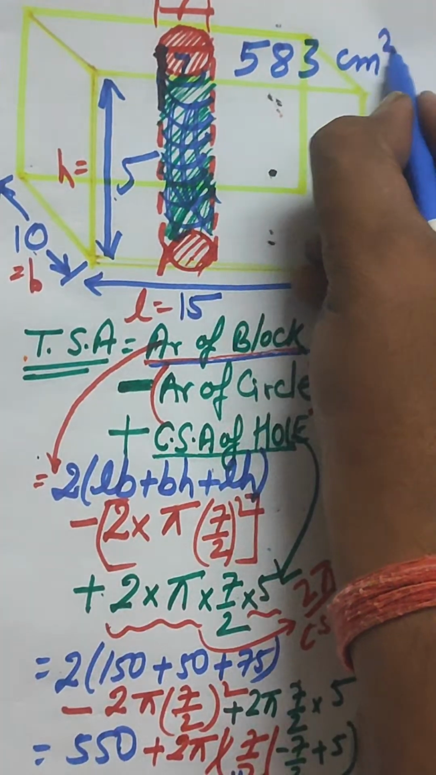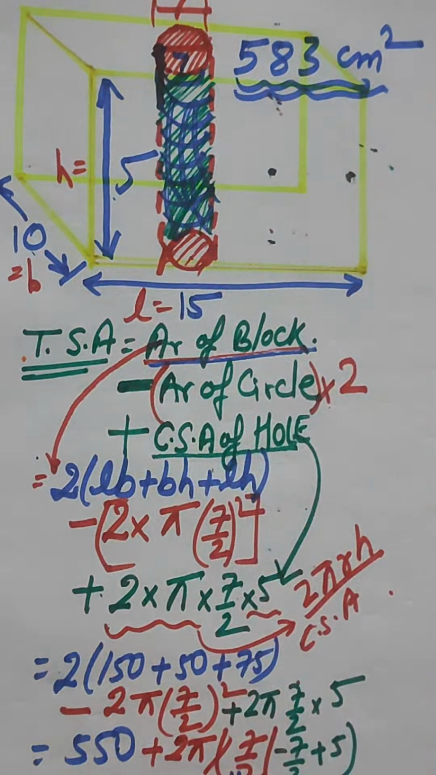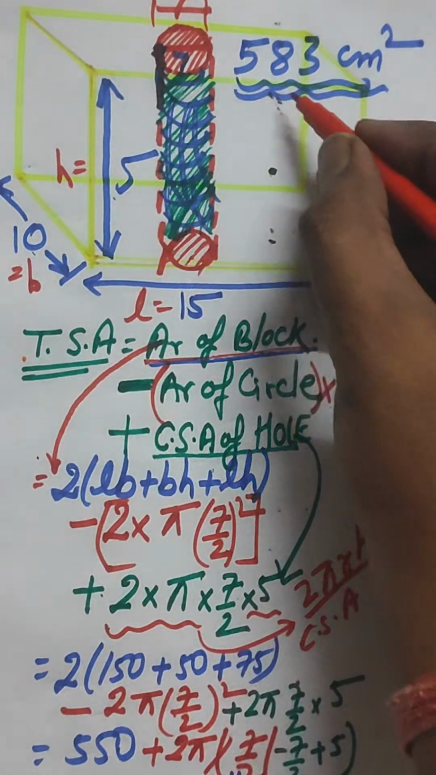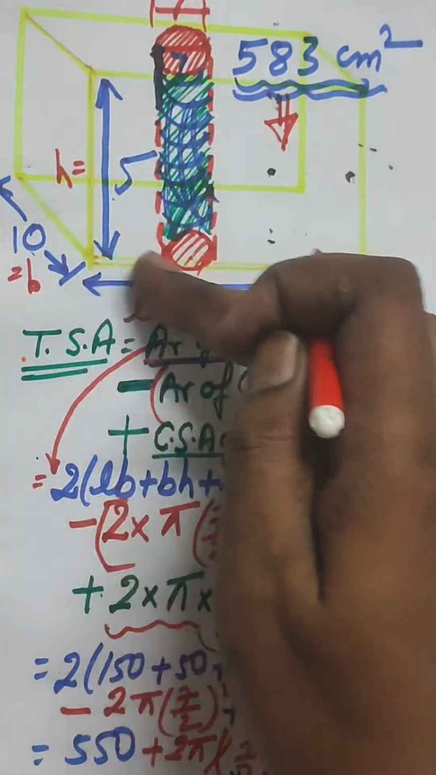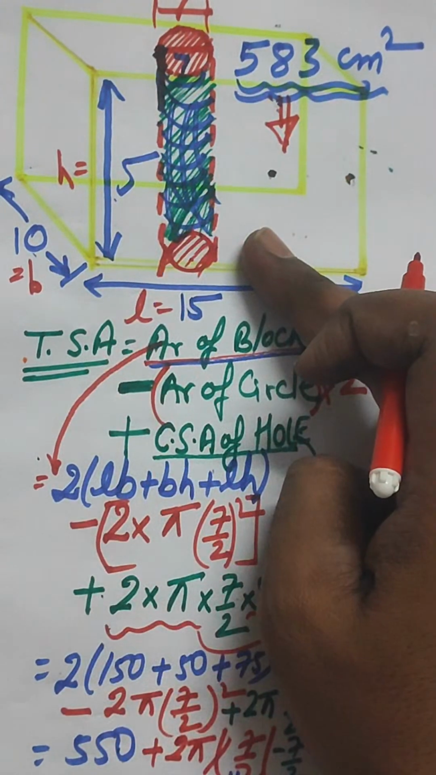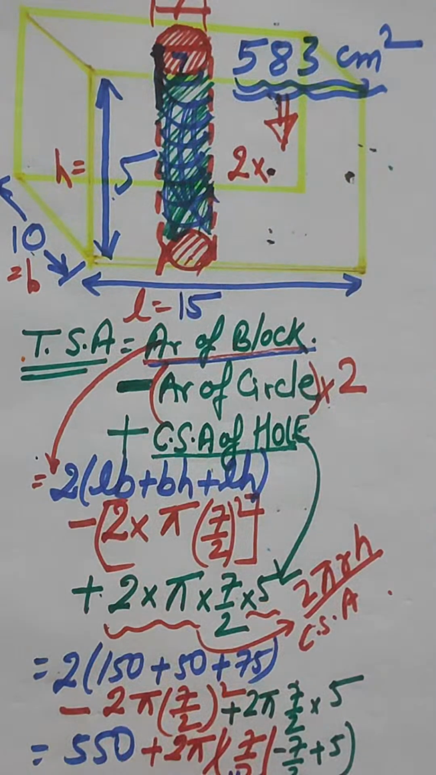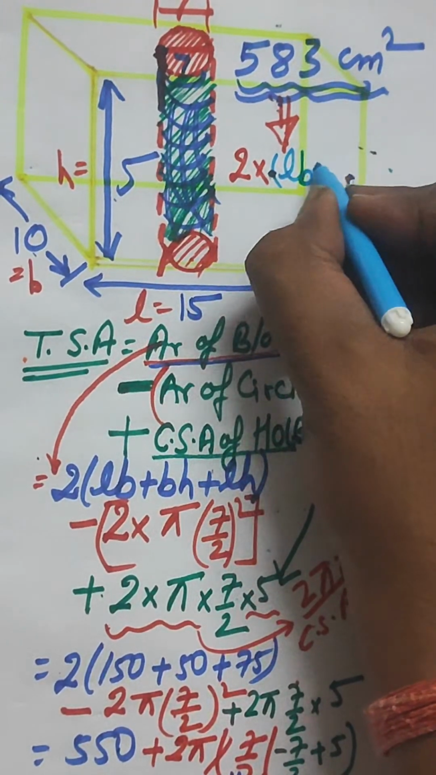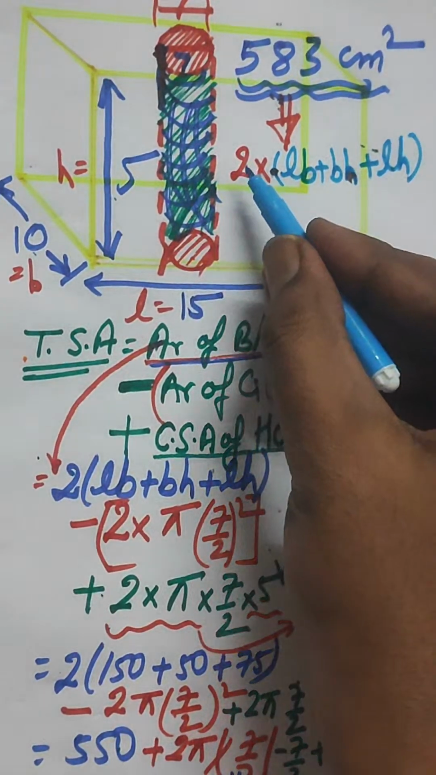583 centimeter square is just coming from how many things? This will be the area of the block. What is the area of this block? This is the shape of a cuboid. So this will be 2 into LB plus BH plus LH, right? This is for the box.